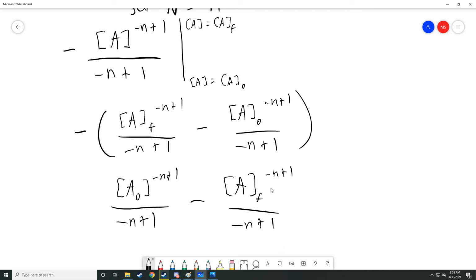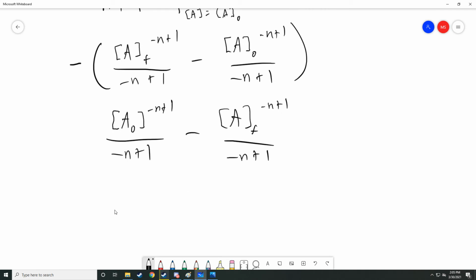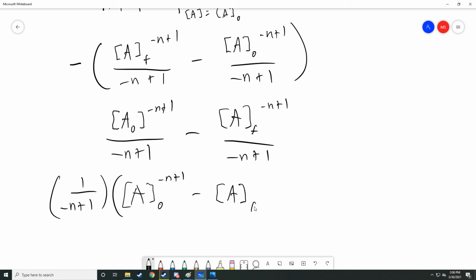What can I factor out of this expression? Well, it's clearly a 1 over negative n plus 1. So I'm going to rewrite this as 1 over negative n plus 1 times A naught negative n plus 1 minus A final negative n plus 1. And let's go ahead and clean up the work a little bit here. My mistake, the naught should be outside here. All right.